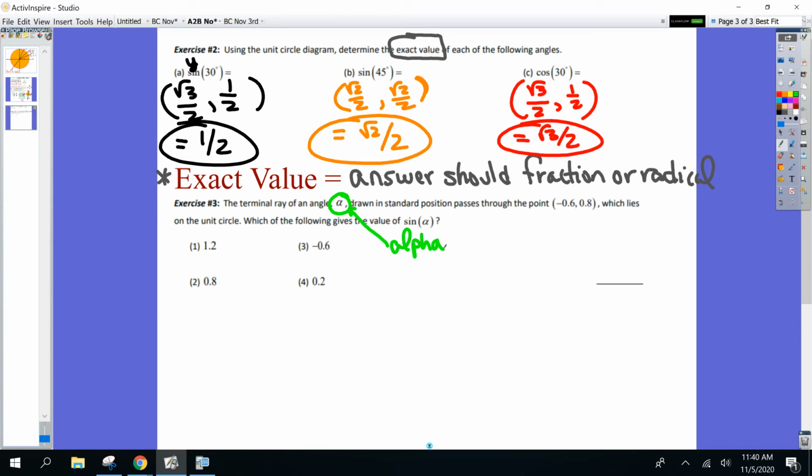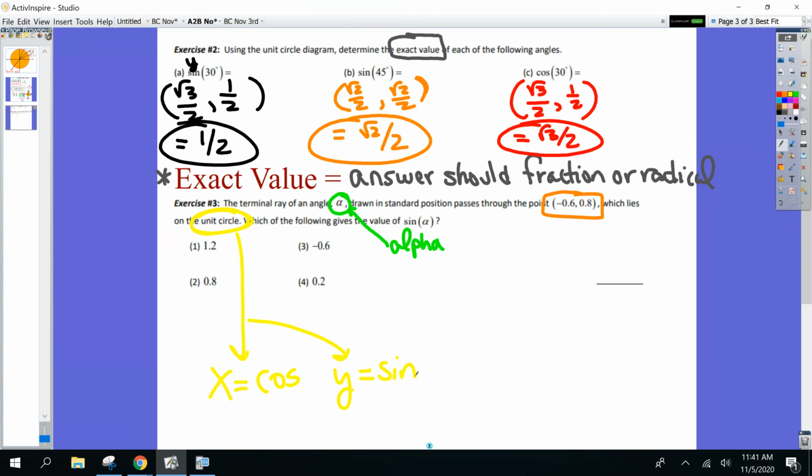Okay, it goes through this point. It goes through negative 0.6, 0.8. And here's the huge part. That point's on the unit circle. If I see any points on the unit circle, I'm automatically thinking, hey, that X is the cosine and that Y is the sine. If any point is on the unit circle, I know the X coordinate represents cosine, the Y is the sine. And look at my question.